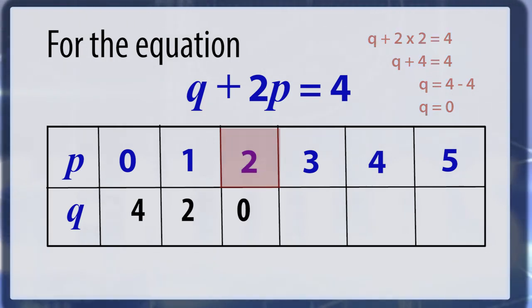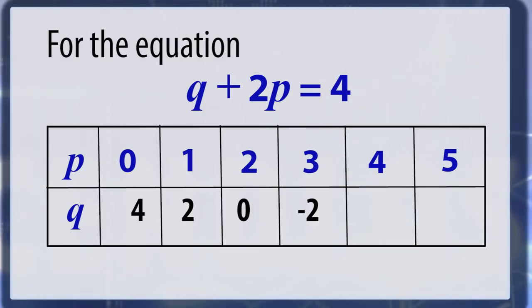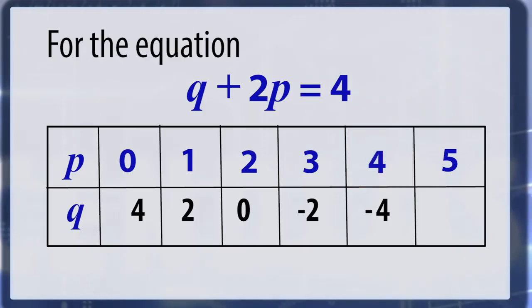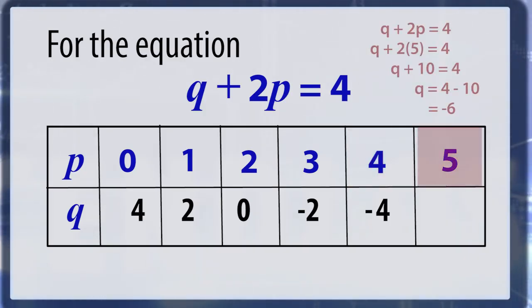I'm sure you can follow the trend. So the next value of p is 3. So when p is equal to 3, we have q is equal to 4 minus 6, and that will give us negative 2. The next value is 4. P is equal to 4, and q plus 2 times 4 is equal to 4. And that will give us q is equal to 4 minus 8, which is equal to negative 4. And finally, when p is equal to 5, we have q plus 10 equals 4. And that will give us q is equal to negative 6.